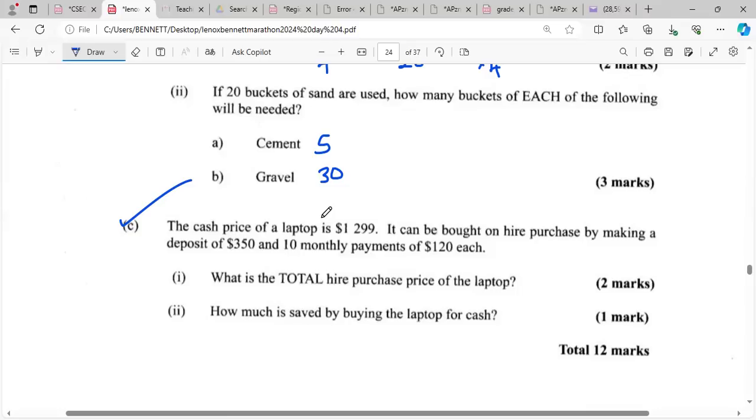So for this question, the 20 buckets of sand are used. How many buckets of each of the following will be needed? So it's just proportional. Let me stop the video.